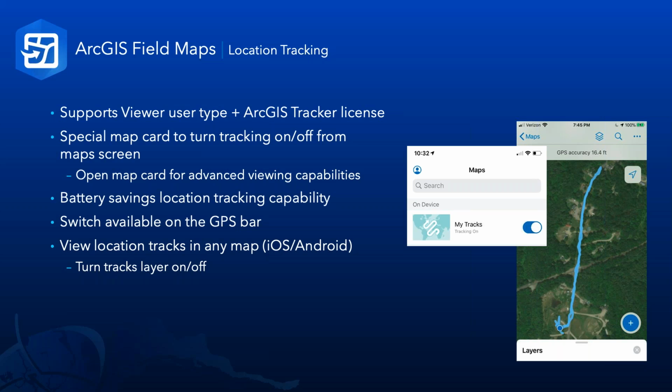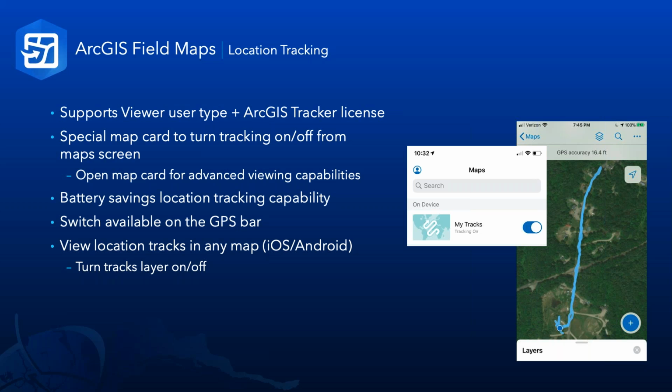I mentioned Tracker as well. What you will find when you open up Field Maps is what we call map cards. Instead of having to open up the Tracker application, turn on tracking, close that out, and then go into a different application, this will just be available on your main screen when you get into Field Maps.